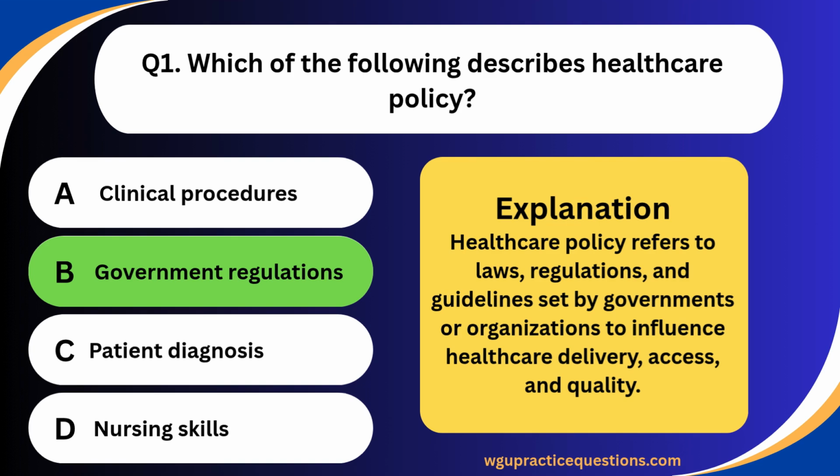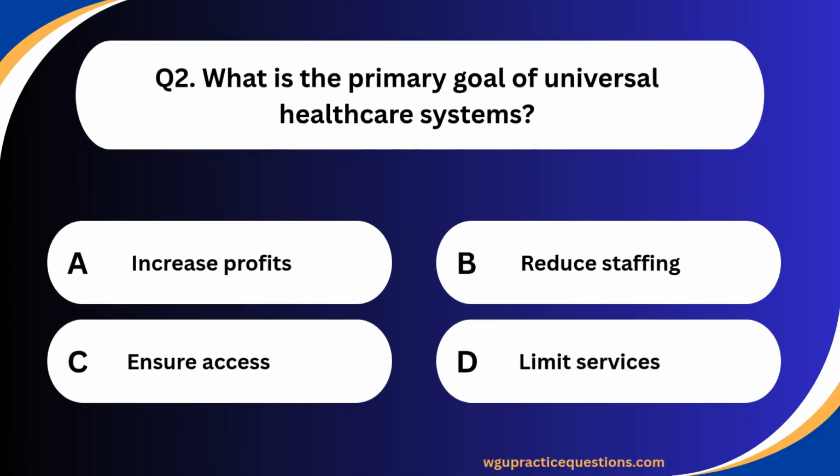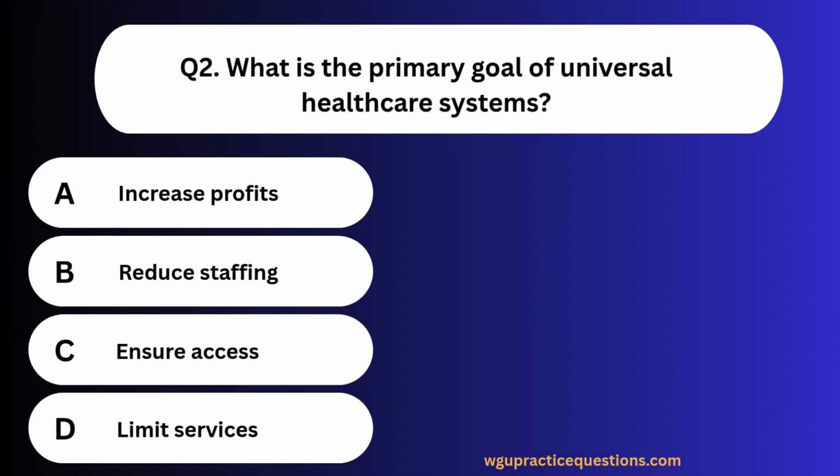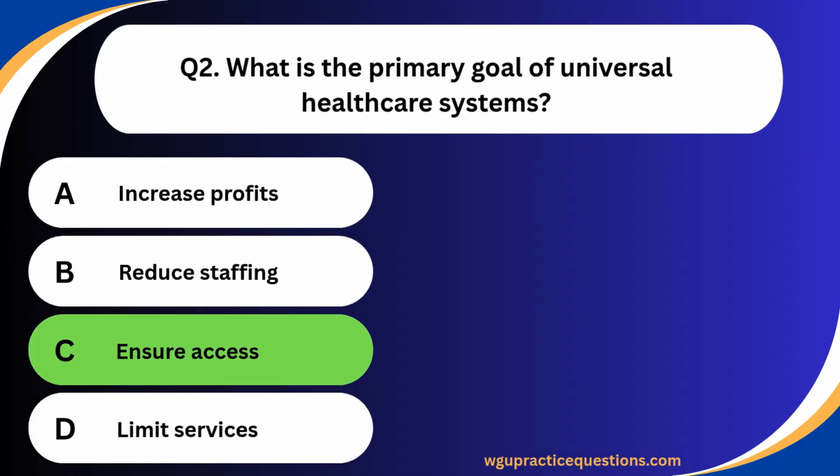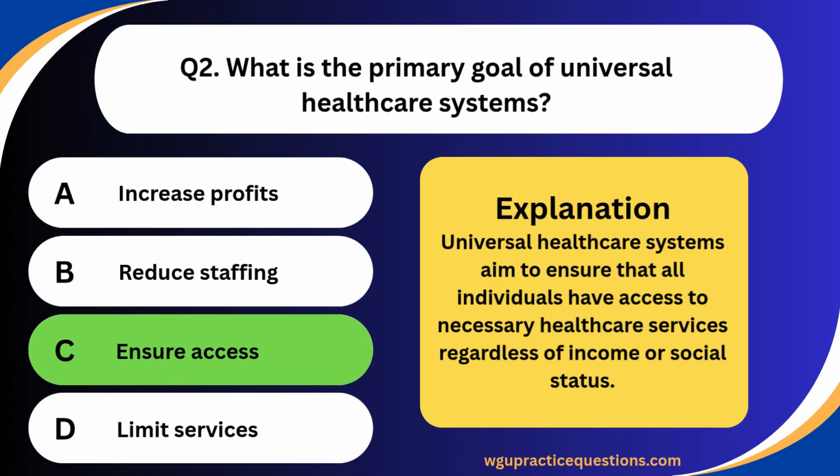access, and quality. Question 2. What is the primary goal of universal healthcare systems? A. Increase profits. B. Reduce staffing. C. Ensure access. D. Limit services. Which one is the correct answer? The correct answer is C. Ensure access. Explanation. Universal healthcare systems aim to ensure that all individuals have access to necessary healthcare services regardless of income or social status.